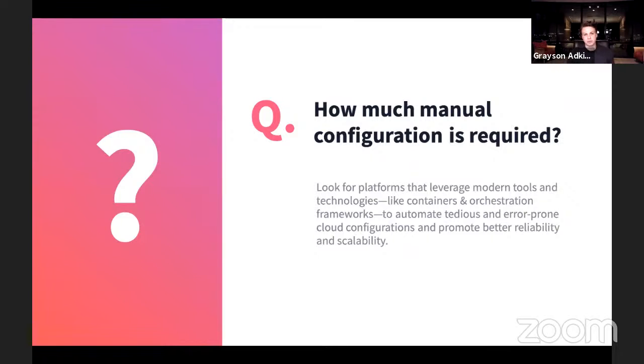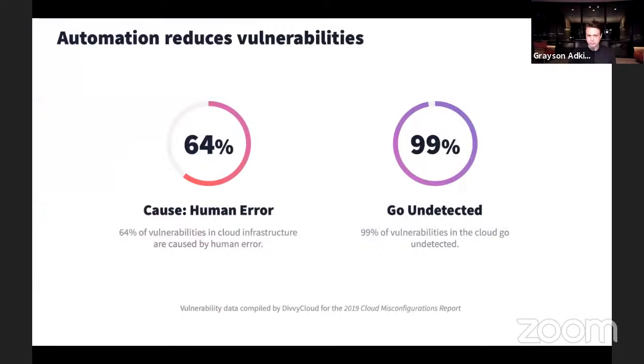Third question really is around manual configuration. It's a segue from the last topic, which is how much can I get out of the box that just works for free. So I tell people look for platforms that leverage modern tools and technologies, particularly containers and orchestration frameworks to automate tedious and error-prone cloud configurations. And really, in addition to that, it promotes better reliability and scalability for your app, as opposed to legacy virtual machine or other more approaches. We'll talk about that in a second.